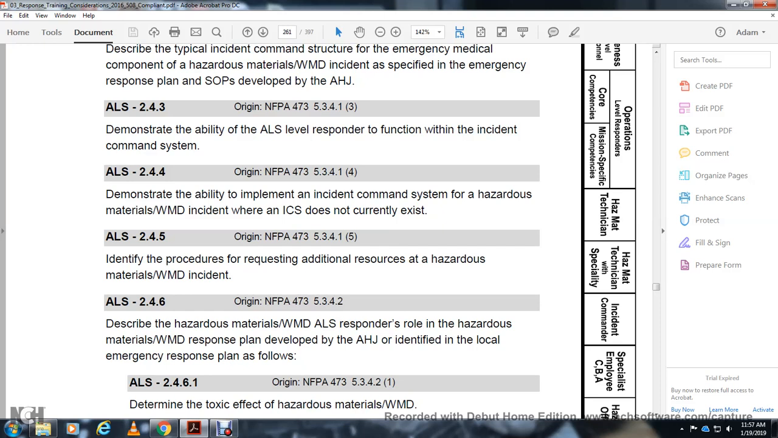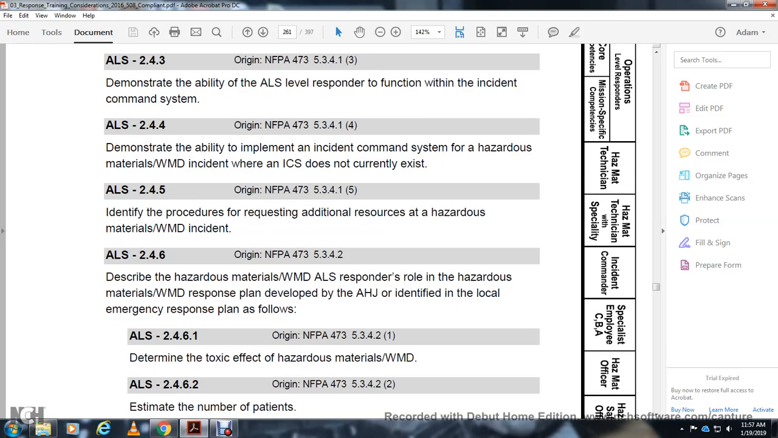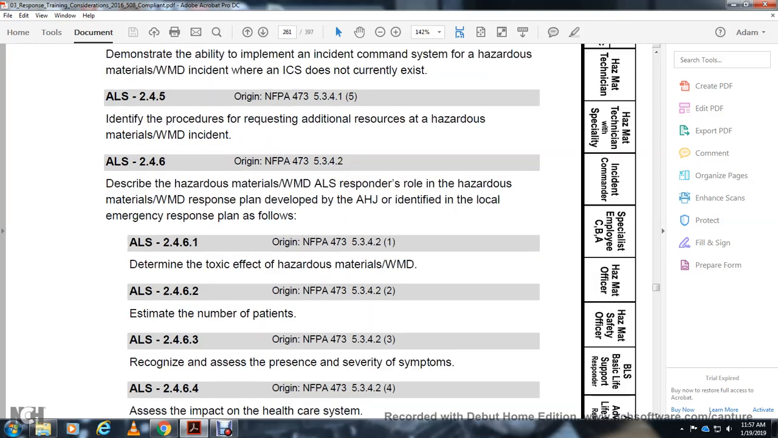Describe the advanced life support responder role in a hazardous materials/weapons of mass destruction response plan, with development by the authority having jurisdiction, to identify the local emergency response plan. Follow it to determine the toxic effects of the hazardous materials/weapons of mass destruction and estimate the number of patients.